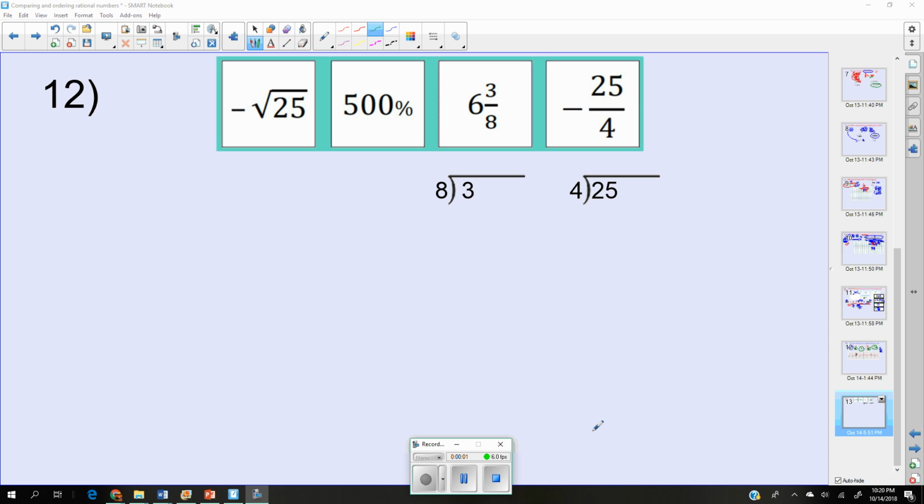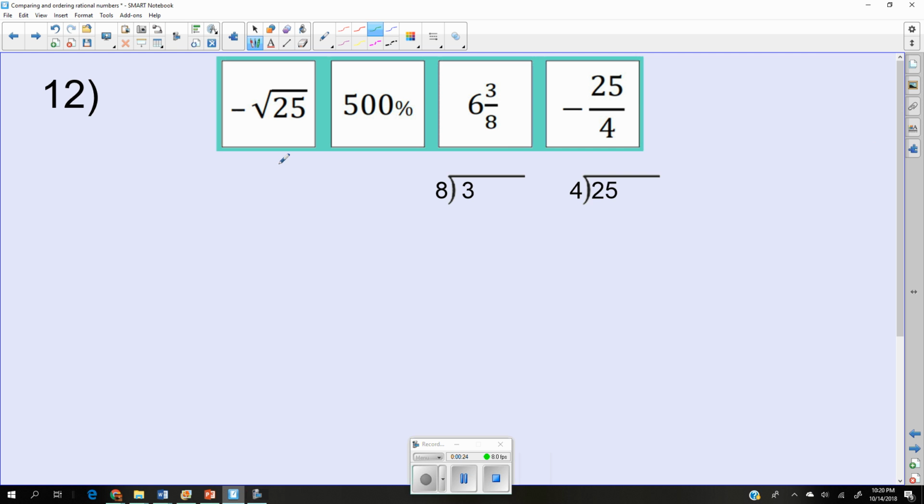Okay, finally, we made it to the very last one. Alright, so this one's way different than the others. So, we just have to kind of change and we got to know what we have here. Alright, so here, the first one we have is a square root. So what's the square root of 25? What times what is 25? What one number multiplied together gets 25? And we know that it's 5. So that's going to be negative 5. Okay?